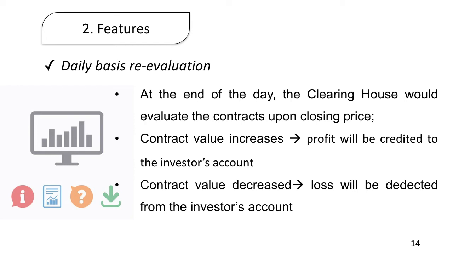If at the end of the trading day, the contract value increases compared to the previous evaluation time, it means that the investor who signs a futures contract to buy foreign currency will make a profit. And this profit will be credited to the investor's deposit account. On the contrary, if at the end of the trading day, the contract value decreases compared to the previous evaluation time, the investor who signs a futures contract to buy foreign currency will suffer a loss. The loss amount will be deducted from that investor's margin deposit account.